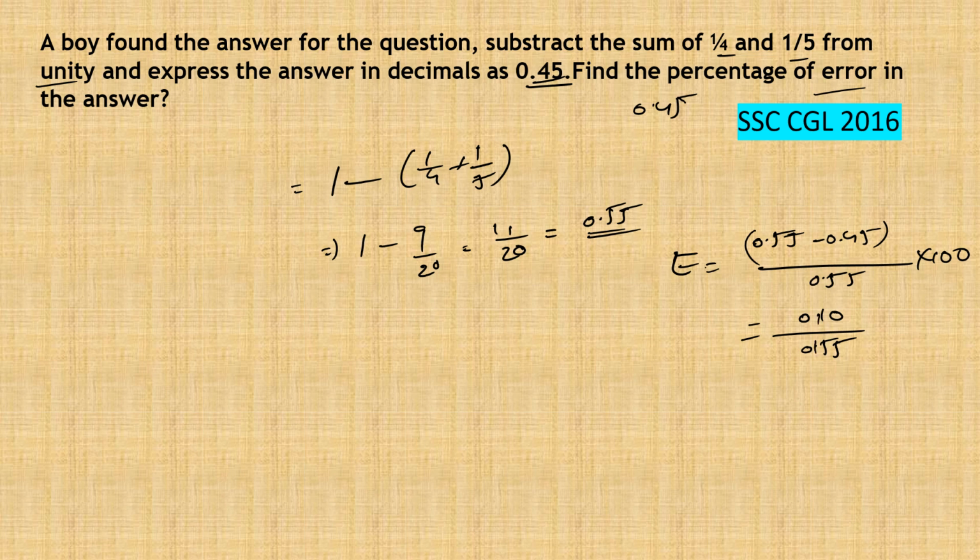If you cancel it here, we'll get 1000 by 55. You can solve it or keep it in fraction. If you solve it, you will get 200 by 11. That is the answer.